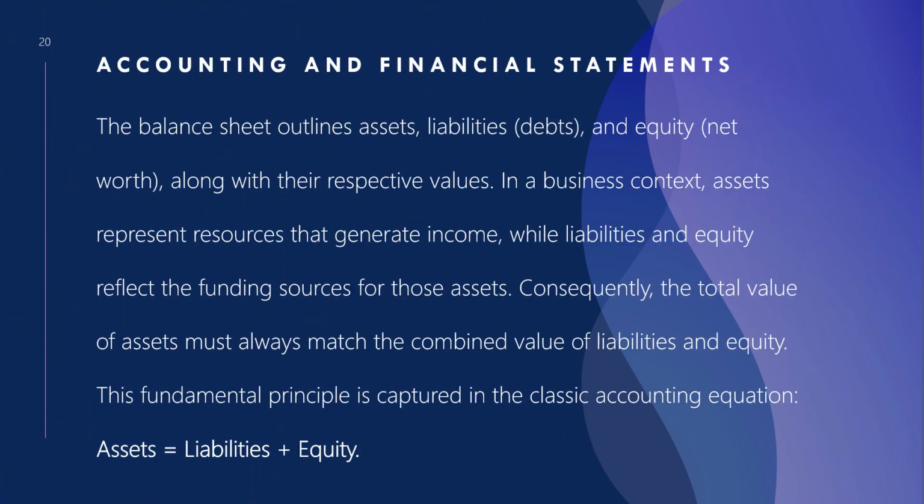The balance sheet outlines assets, liabilities, debts, and equity, net worth, along with their respective values. In a business context, assets represent resources that generate income, while liabilities and equity reflect the funding sources for those assets. Consequently, the total value of assets must always match the combined value of liabilities and equity. This fundamental principle is captured in the classic accounting equation: assets equals liabilities plus equity.